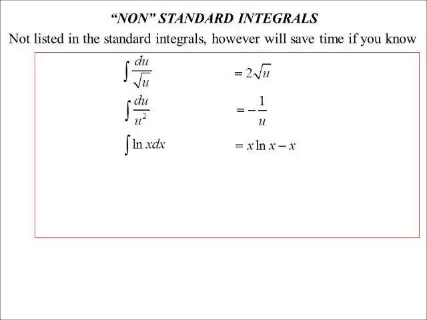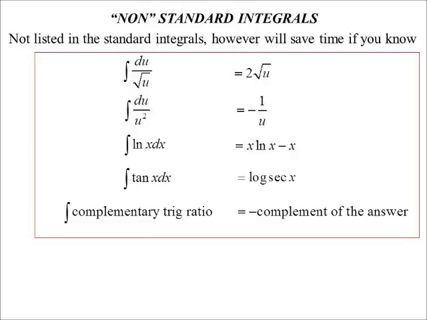Excellent. Similar with tan x. Remember tan, we rewrote it as sine on cos. And so we ended up with the log of sec, or minus the log of cos. It's just a matter of memorising this. And here's a handy thing to know. If you find the integral of anything with a complementary trig ratio, then its answer will be minus the complement of the original answer.